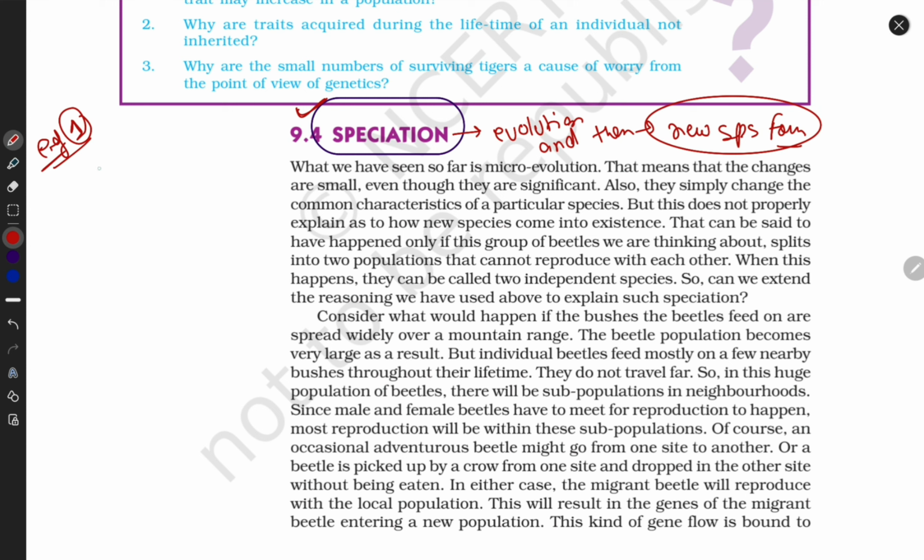For example, if this is a mountain. Assume this is a mountain, and here multiple species are living, eating, mating, and reproducing. Now a barrier forms, like a river crossing here after an earthquake. After the earthquake, what happened next? This portion is separate and this portion is separate.